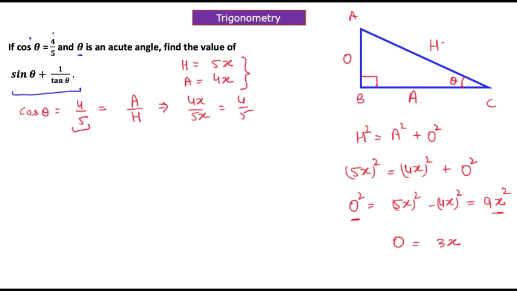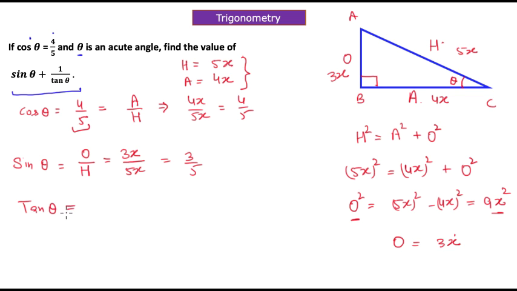Okay, so now we have a relative value of each one of those in terms of x. We have o as 3x, we have a as 4x, and we have hypotenuse as 5x. So based on that, can you find the value of sine theta? Of course we could. We could simply find it as a ratio of opposite to hypotenuse, and opposite is 3x, hypotenuse is 5x, or it is 3 over 5, right? That's one. And likewise, I will say that the value of tangent theta is equal to opposite to the adjacent, or in other words, it is 3x divided by 4x, which is 3 by 4.